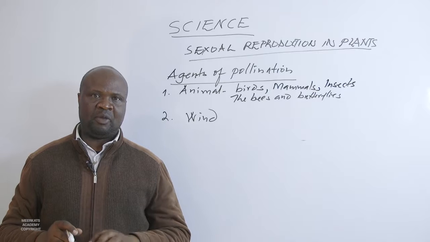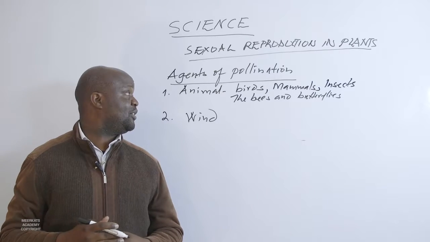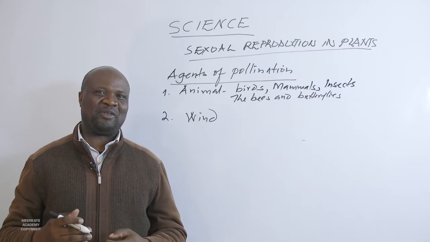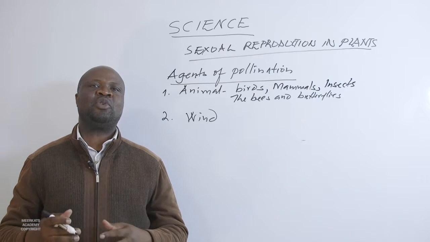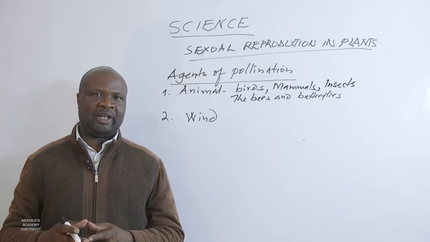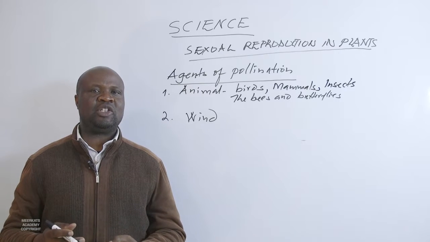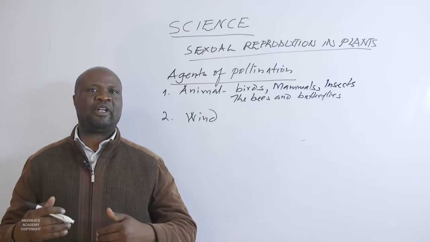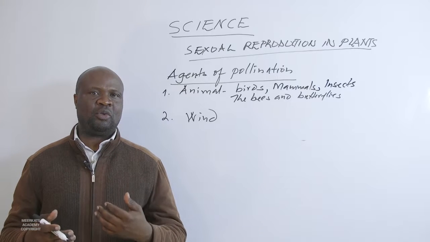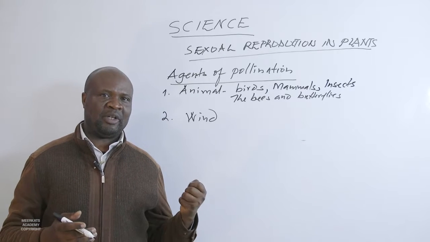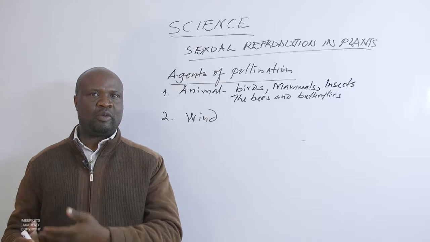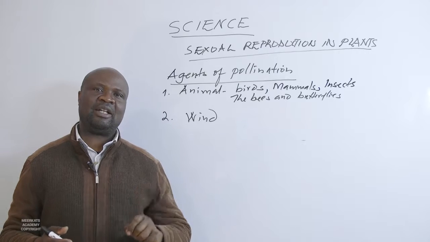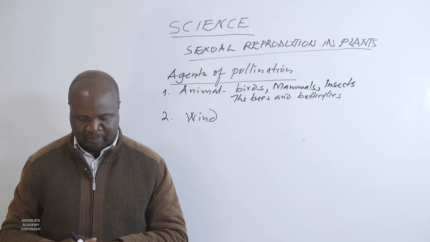Normally, for pollen grains to be transported by wind, they will need to have some qualities. These pollen grains need to be a bit light so that wind can carry them from one flowering plant to another. So the pollen grains will need to be light so that wind can easily carry them from one plant to another. So wind is another agent of pollination.